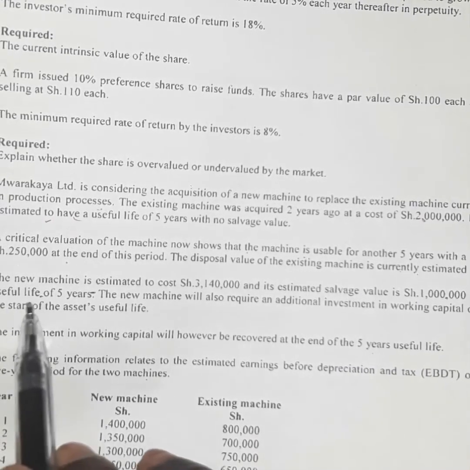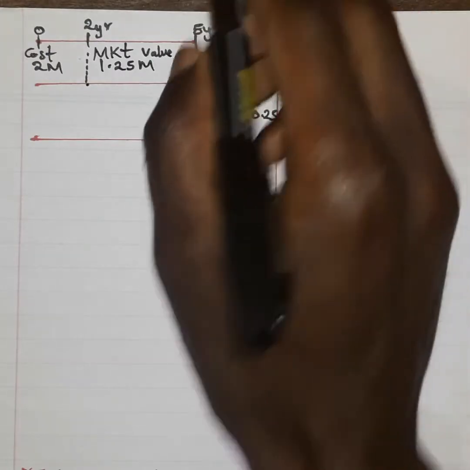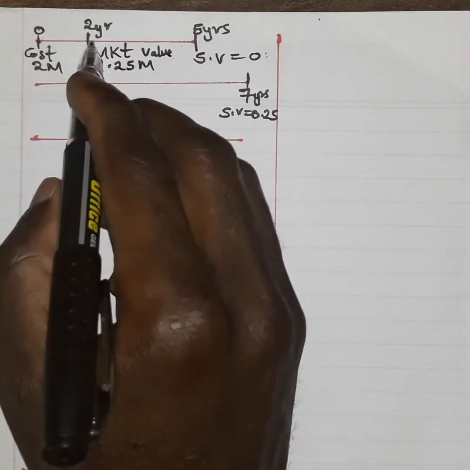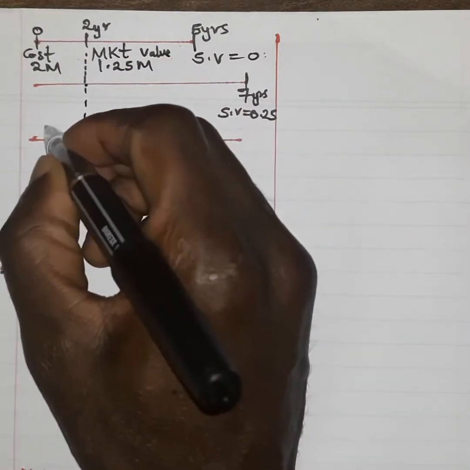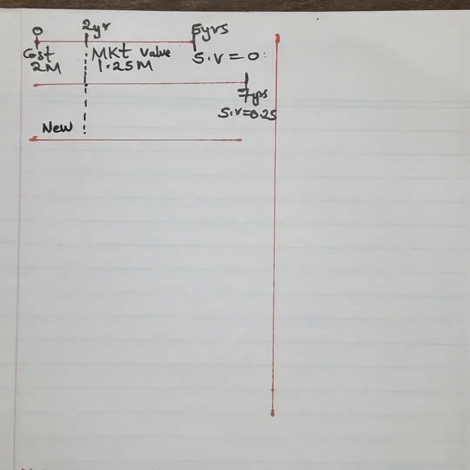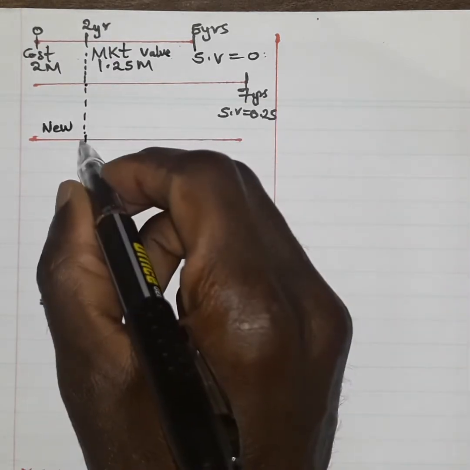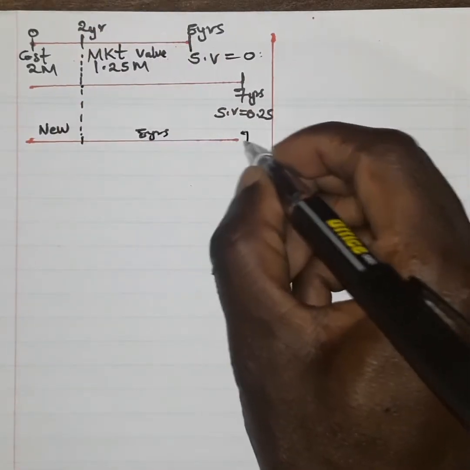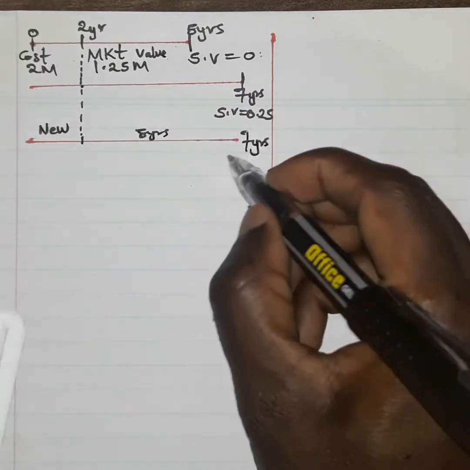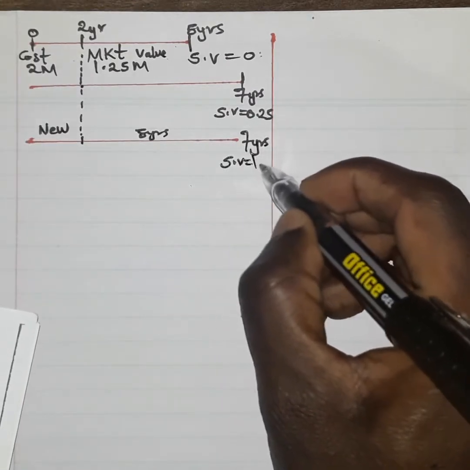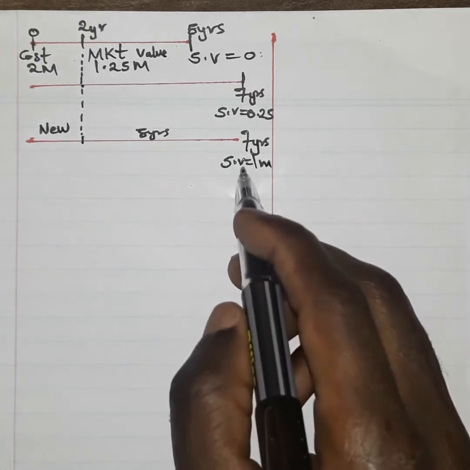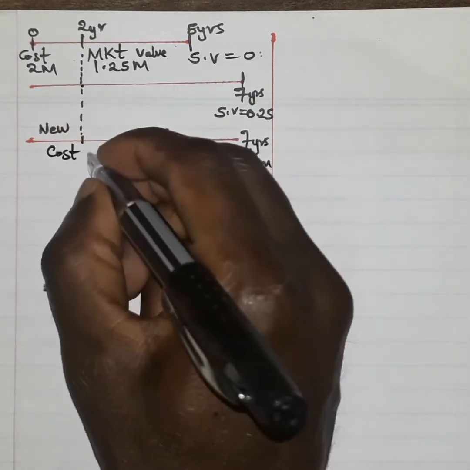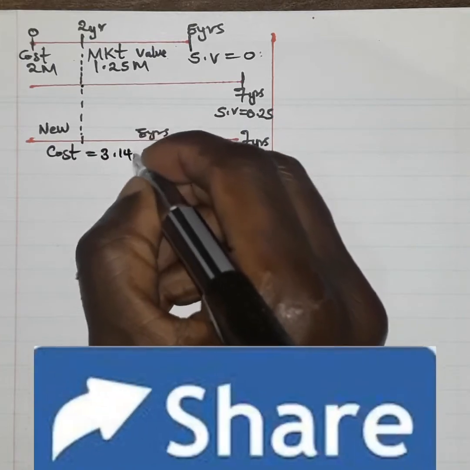Then the new machine is estimated to cost 3.14 million, and its salvage value is 1 million at the end of its useful life of 5 years. Remember, the new machine is being replaced at year 2, when the old machine has already been used for 2 years. So from year 2, its useful life is 5 years, 2 plus 5 is 7 years, and it will have a salvage value of 1 million, which is the value that remains after depreciation. But the cost of this machine is 3.14 million.